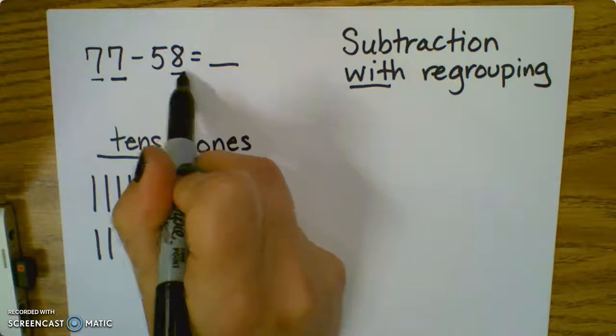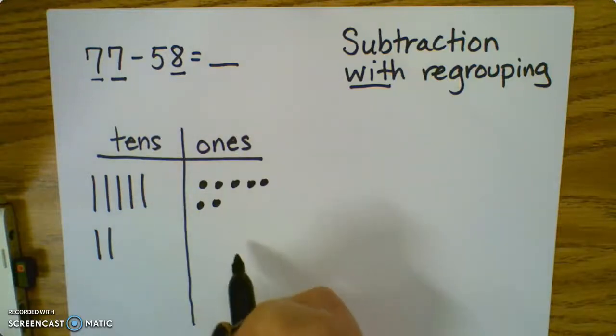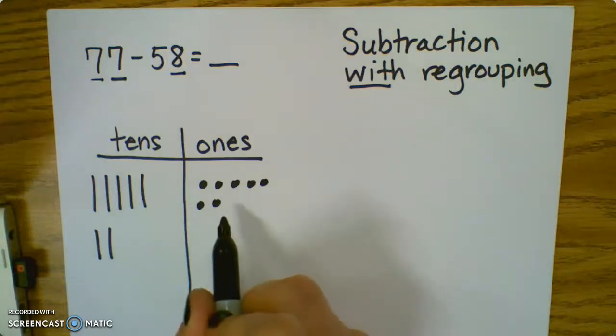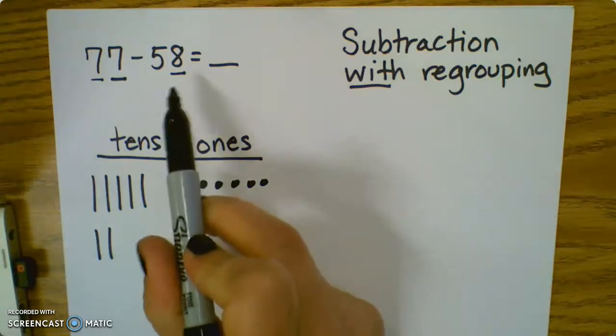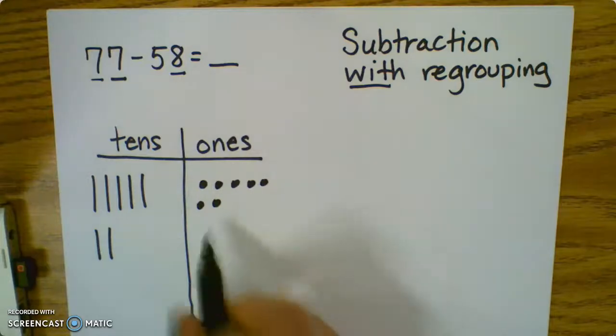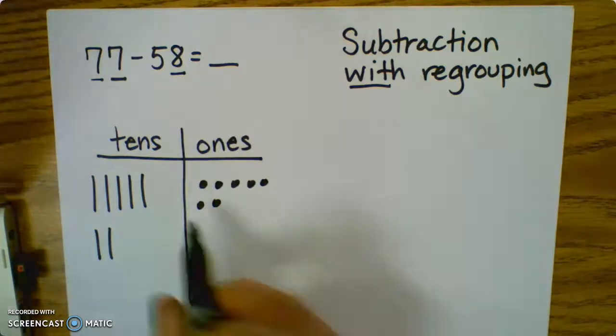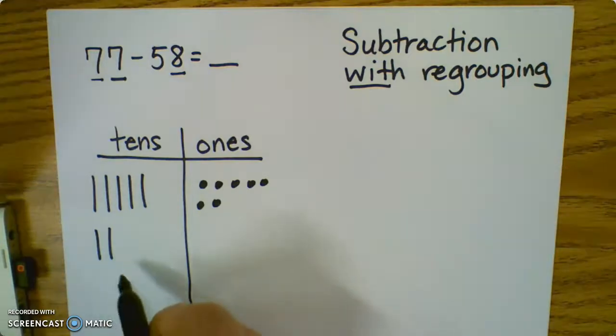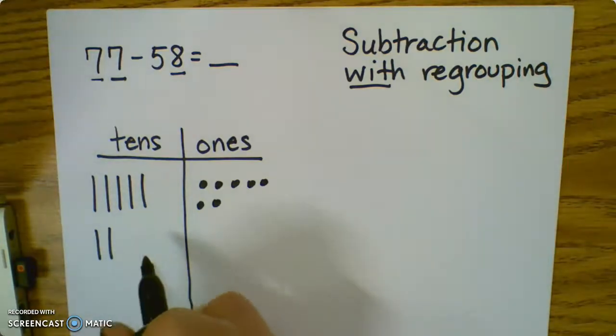We're going to look at the ones place because we want to take away 8 ones, and we see that we only have 7 ones. We can't take away a larger number of ones because we don't have it. It's not there to take away. We only have 7 and we need to take away 8. So what we do is we come over to the tens and we regroup a 10.